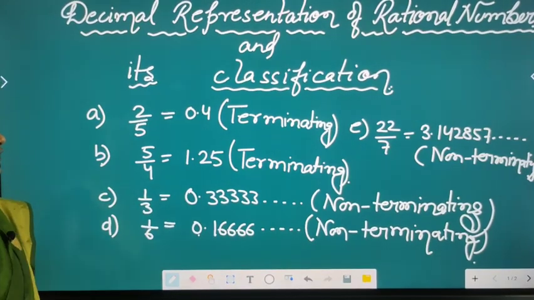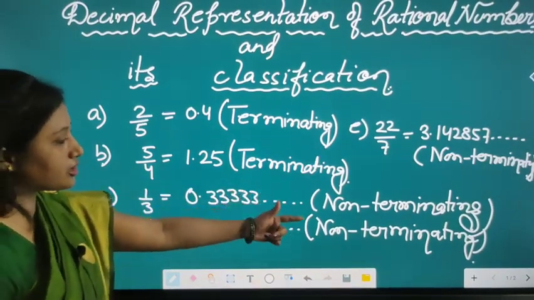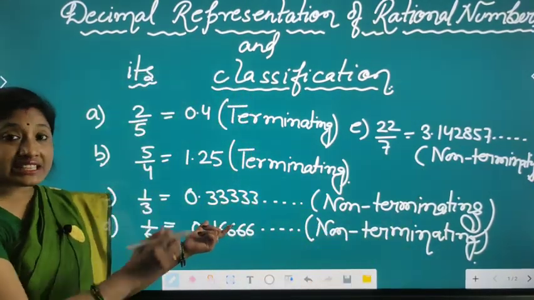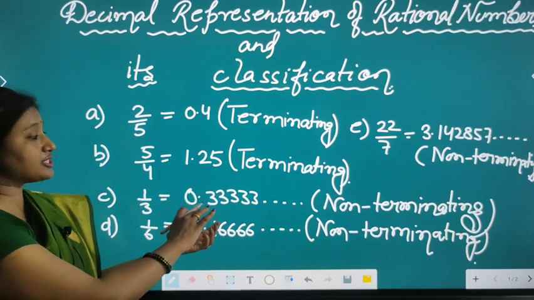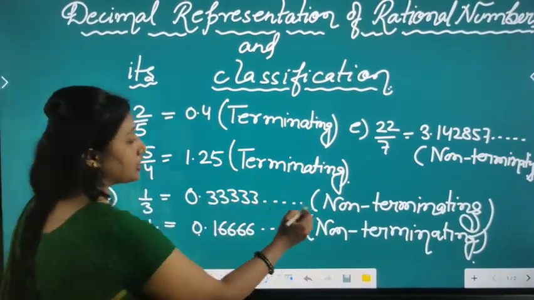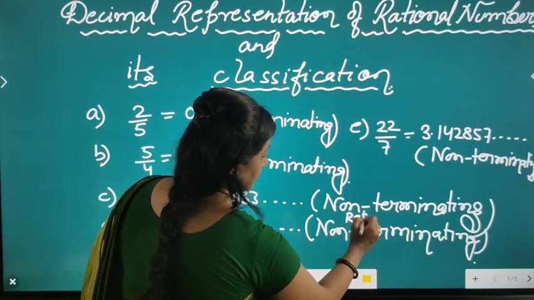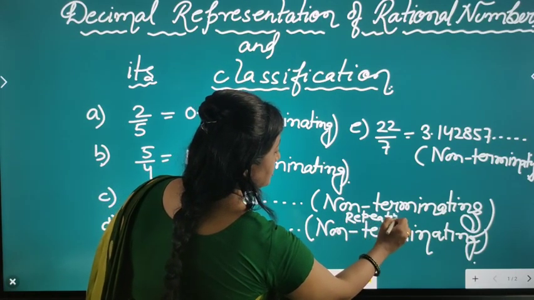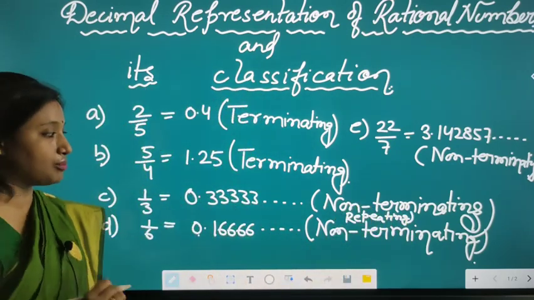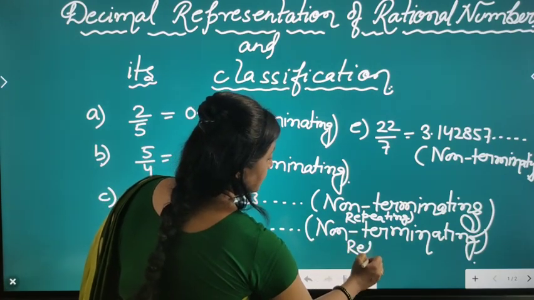Now look at the difference between these and that number. Here it is also non-terminating, non-terminating, non-terminating. But the digits after the decimal in this question are repeating. 3 is repeating. So this is your non-terminating repeating. You will write here non-terminating repeating decimal number. This one is also a non-terminating repeating decimal number.